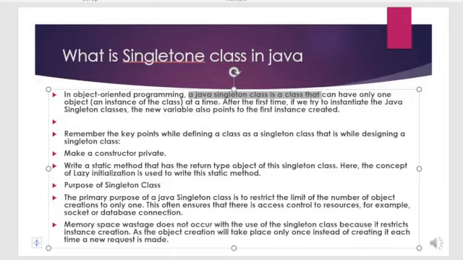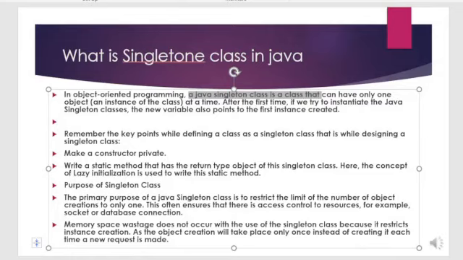Remember the key points of how to create a singleton class. Make the constructor private. Write a static method that has the return type of the singleton class object. Here the concept of lazy initialization is used to write the static method.